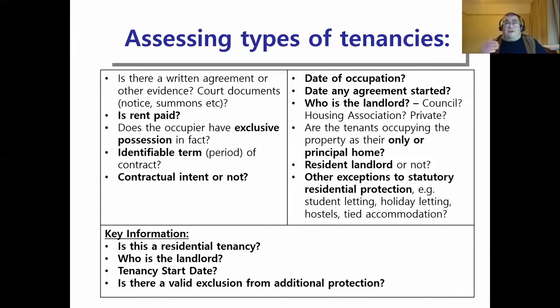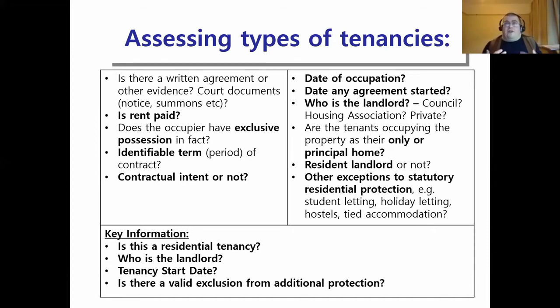And then the information on the right-hand side will help you work out what type of tenancy it is that you're dealing with. So we've talked about the 4 elements that make up a tenancy. Those are the questions that you're wanting to find out on the left-hand side. And then on the right-hand side, we're looking at when you started living there and when any agreement to live there might have started, in case those are different.